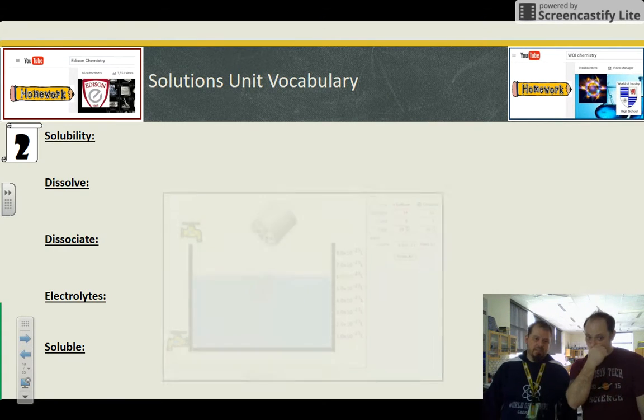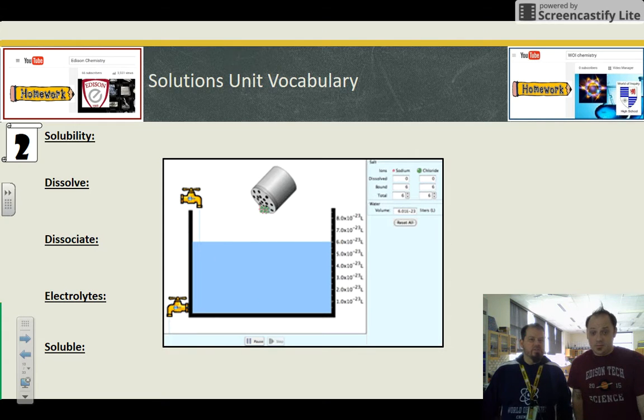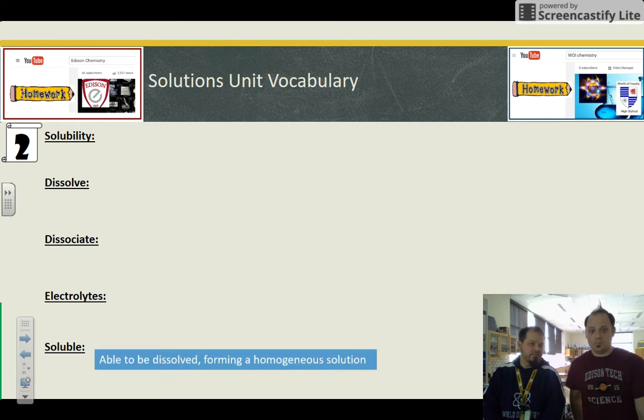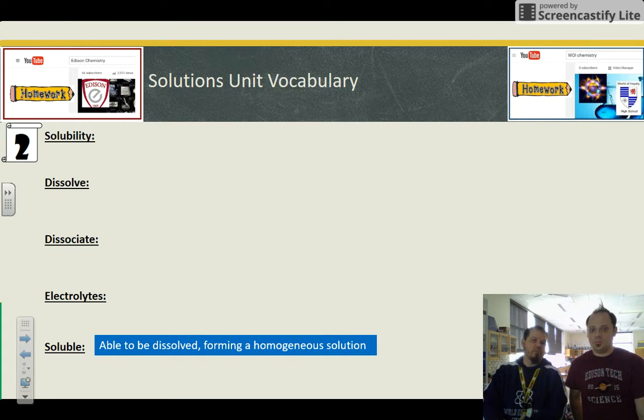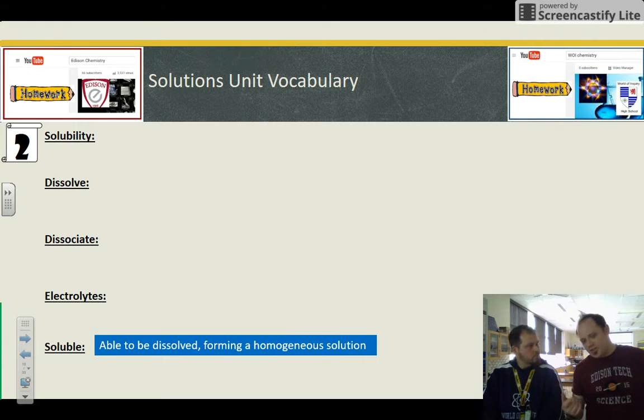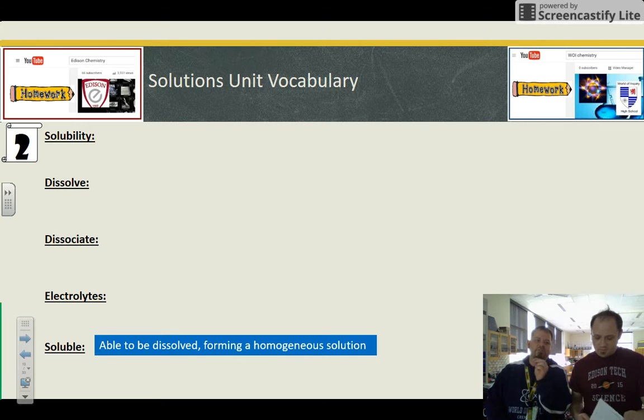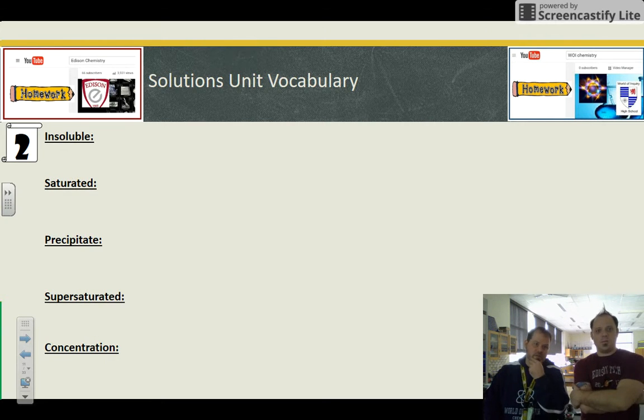Many times. Soluble. This looks like one of the simulations, one of the labs we had to do. Soluble literally just means it's able to be dissolved, forming a homogeneous solution. You know what I realized in doing this vocabulary? There are like 6 words, all with the same root word that start with sol. You really need to pay attention, because there are some very nuanced definitions that change a little bit on these words. So you really need to study and get these words straight so you do well on your quiz.